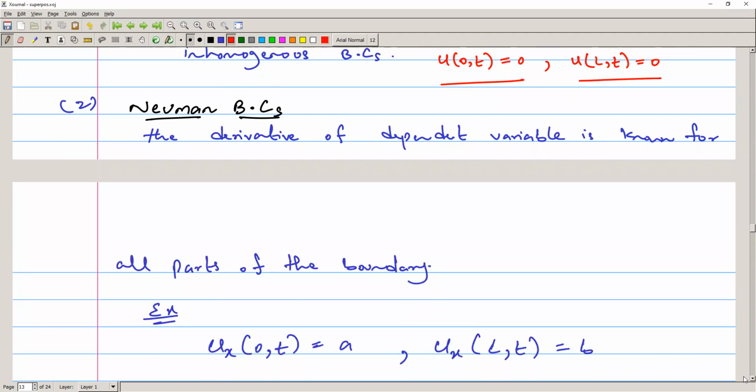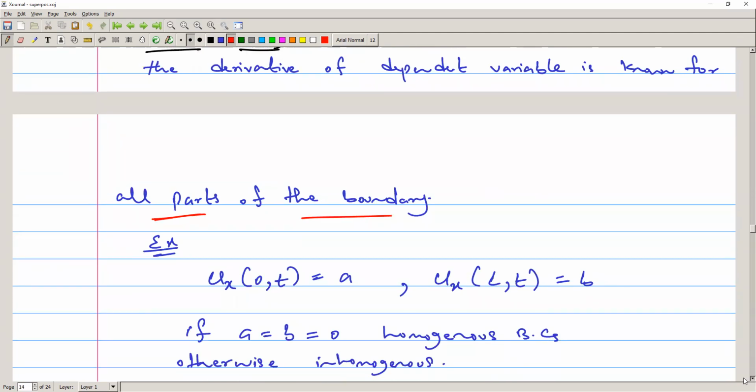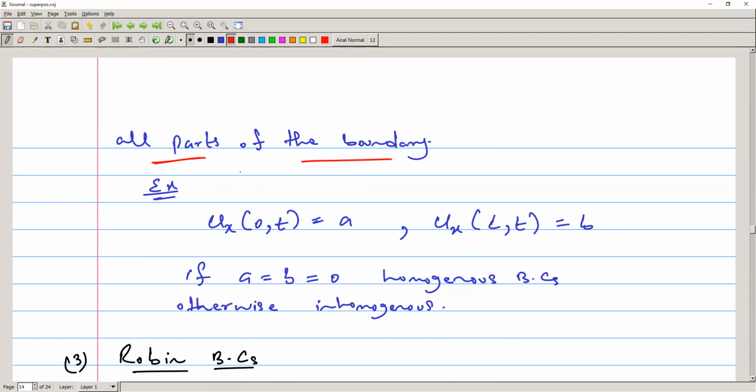Then we have Neumann boundary conditions. In Neumann boundary conditions, the derivative of the dependent variable is known for all parts of the boundary. All right, so in this type of boundary conditions, we will be given derivatives at the boundaries, right? The derivative of the dependent variable with respect to x at x equals 0 and at x equals L, right?